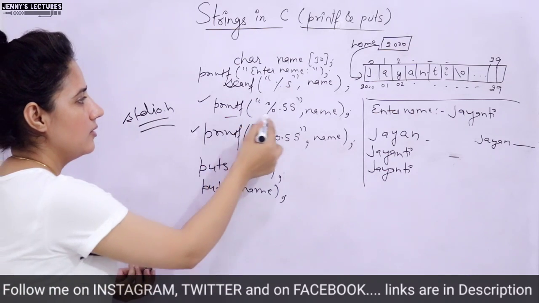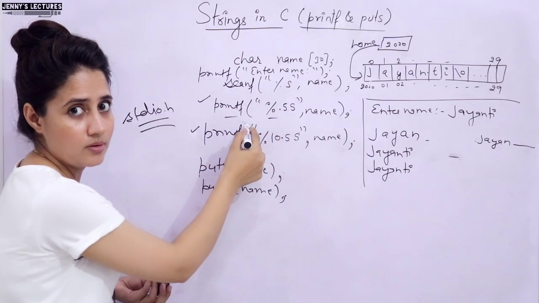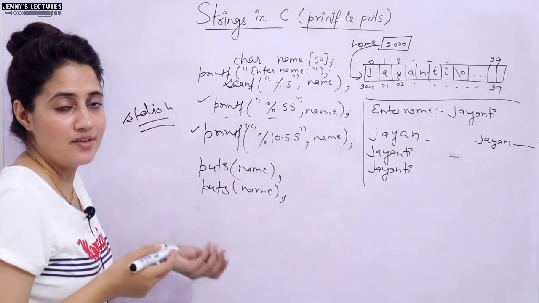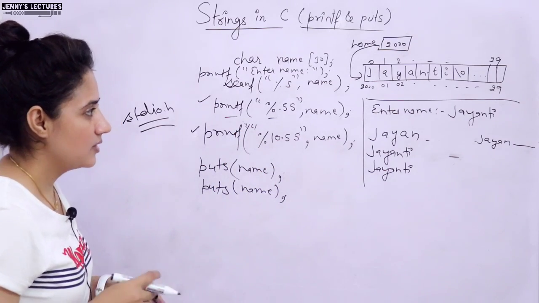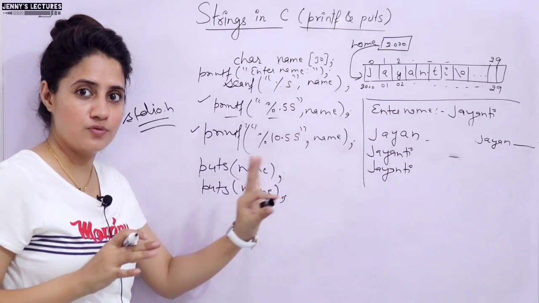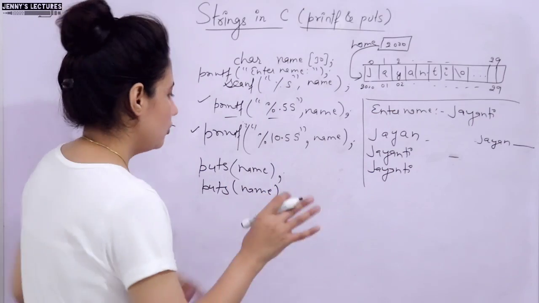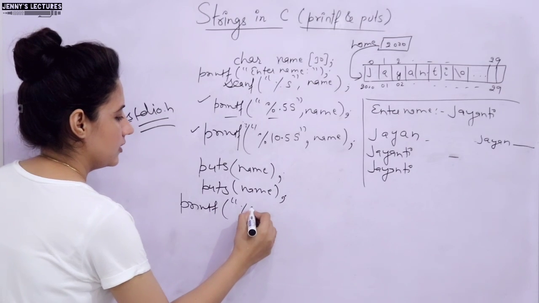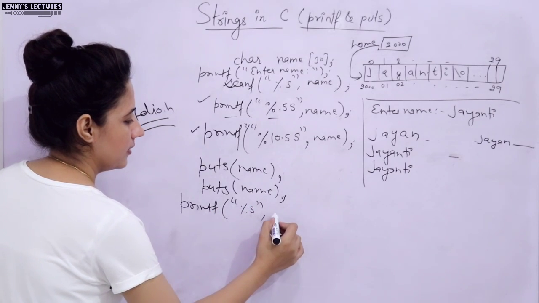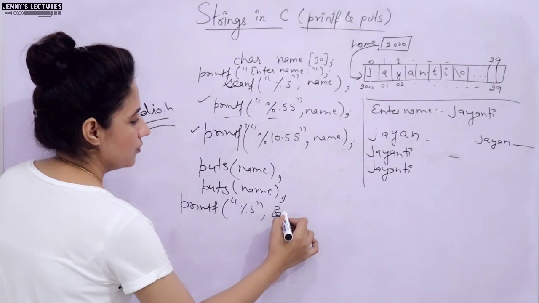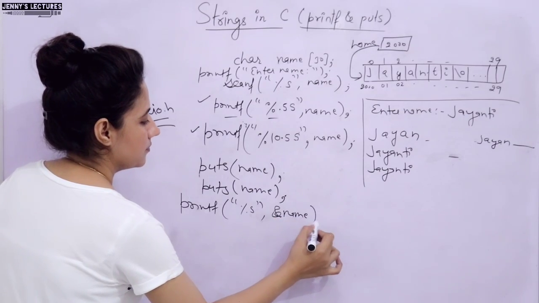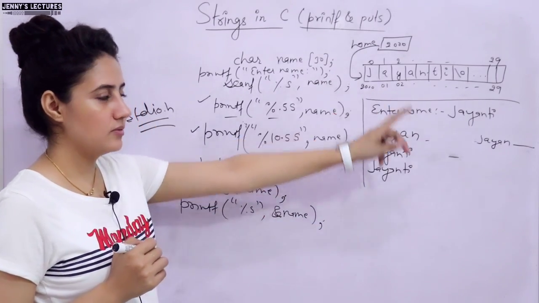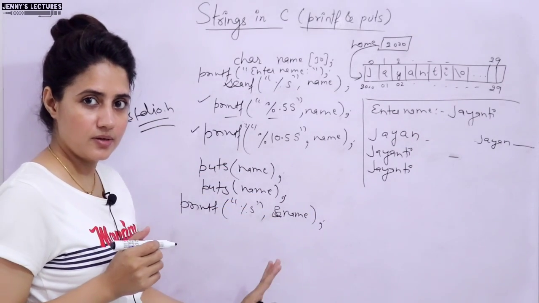printf is basically called a formatted output function, right? And scanf is a formatted input function. That thing we have discussed in previous videos of C language. And one more thing, if you write printf something like this, printf %s, and here I am writing address of name, this will also print what? The string Jayanti here, right?